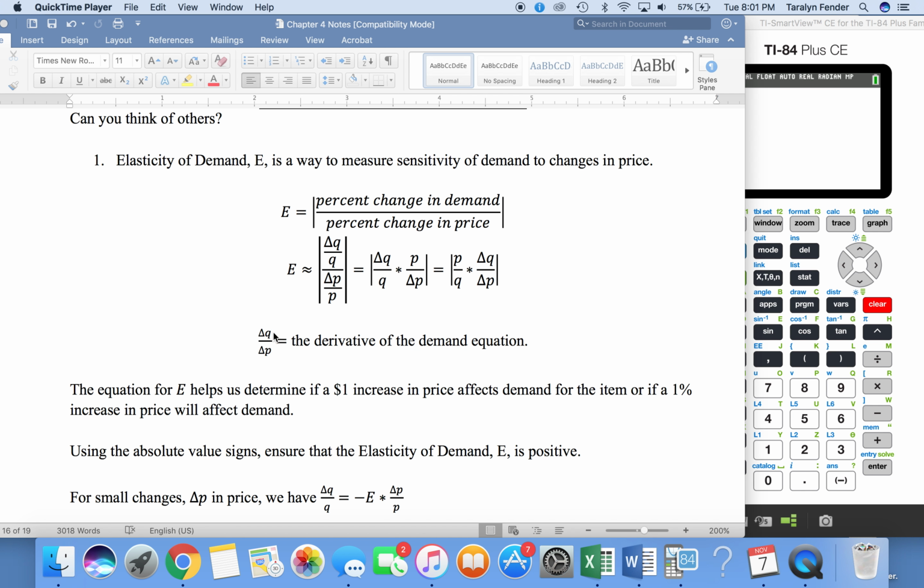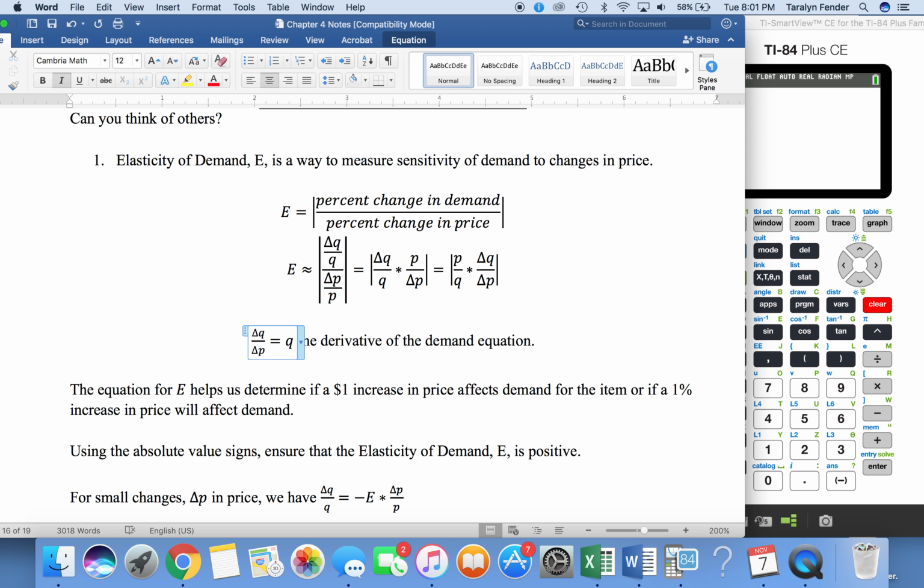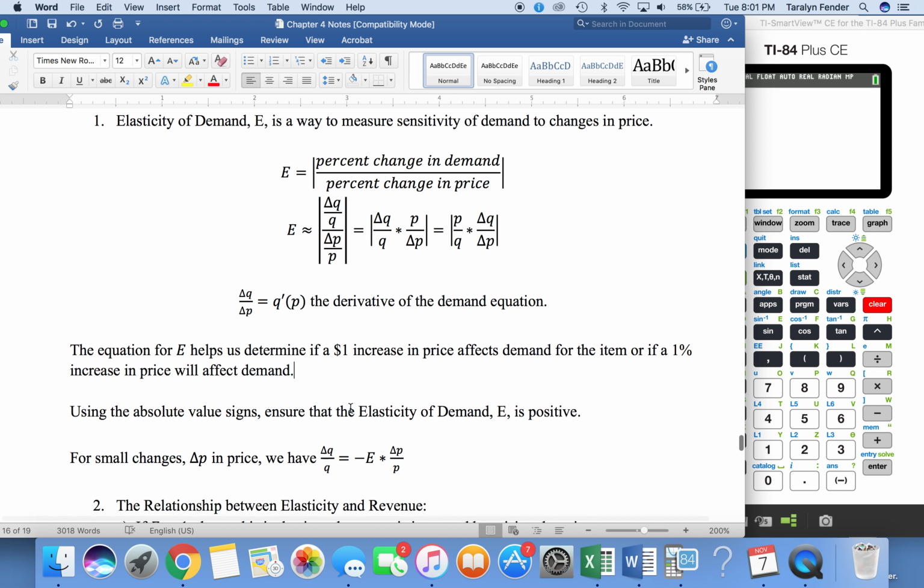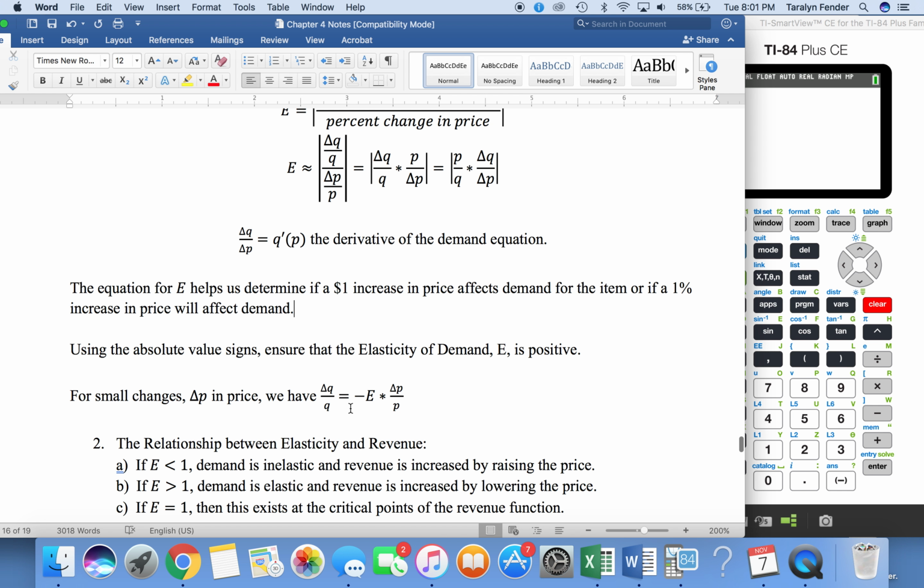And the change in Q over change in P is equal to the derivative of the demand equation. So this is Q prime of P. The equation for E helps us to determine if a dollar increase in price affects the demand, or if a 1% increase in price will affect demand.